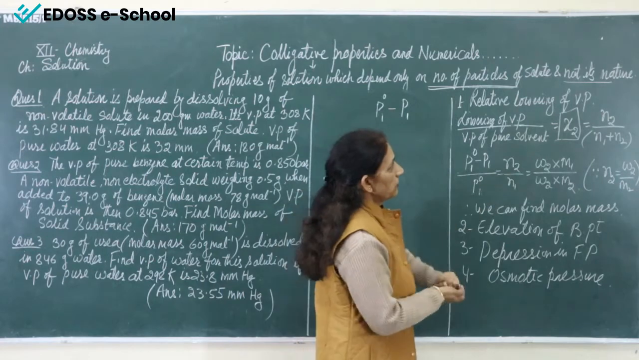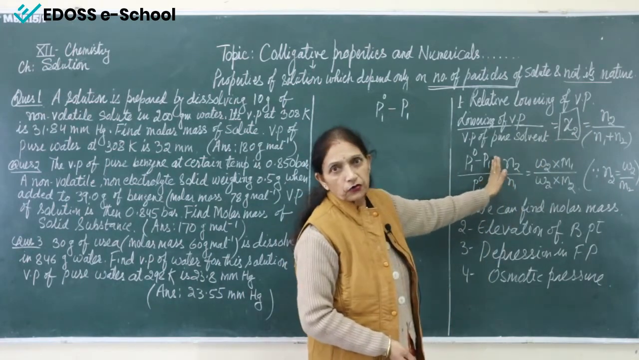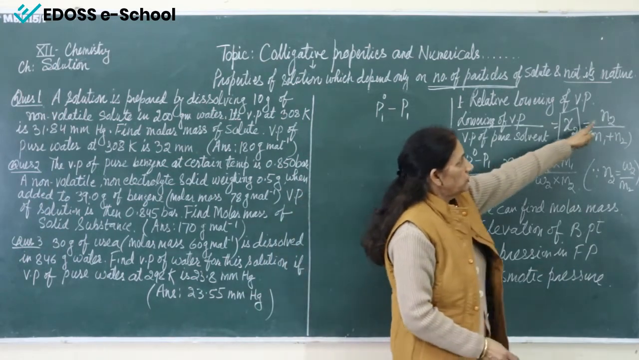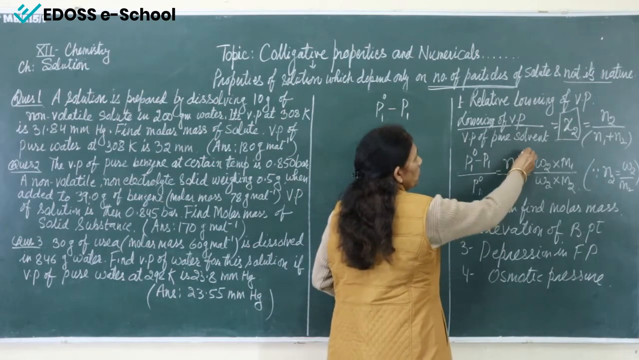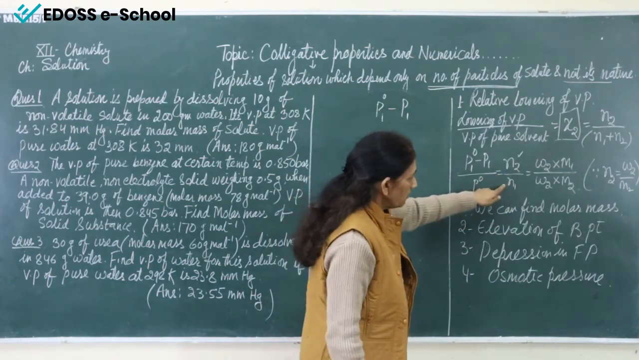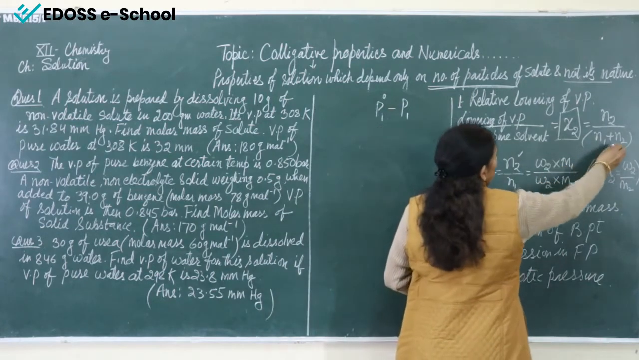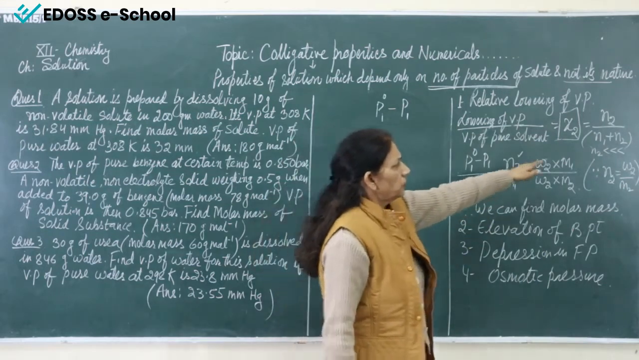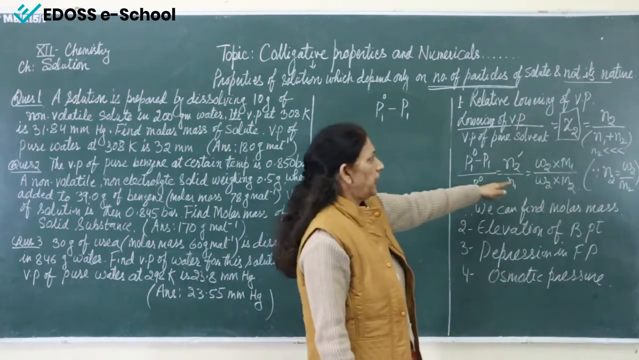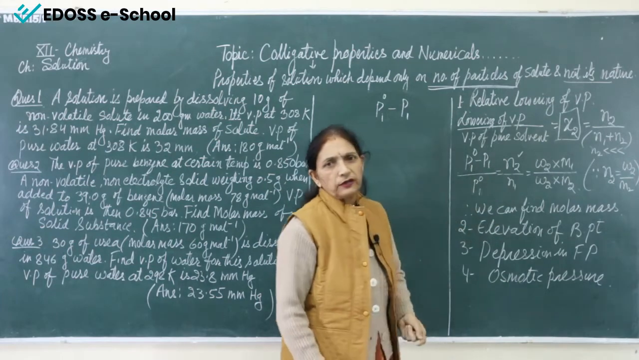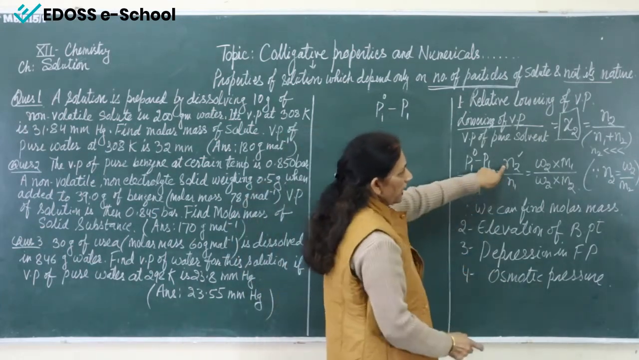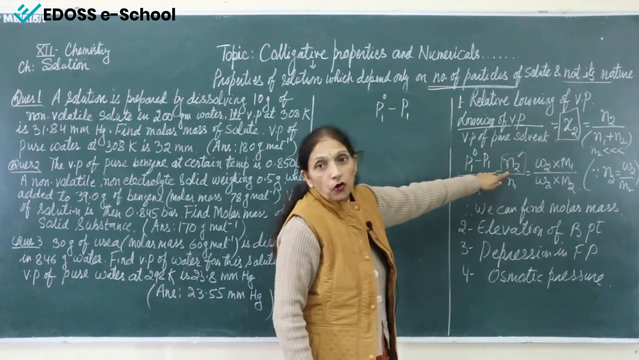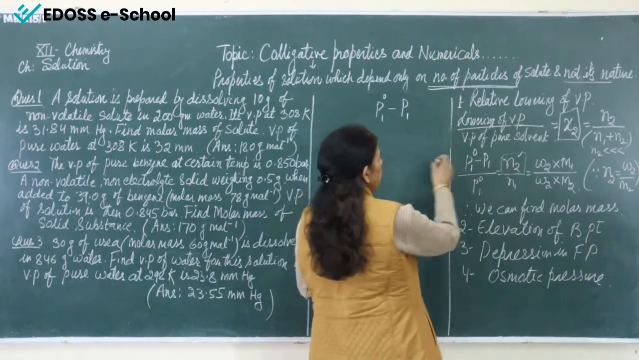Now you can see, this is for a very dilute solution. In a very dilute solution, N2, the number of moles of solute, is very, very small compared to the number of moles of solvent, so there is no need to count N2 in the denominator. We can just use N1. Now we know that N means number of moles.